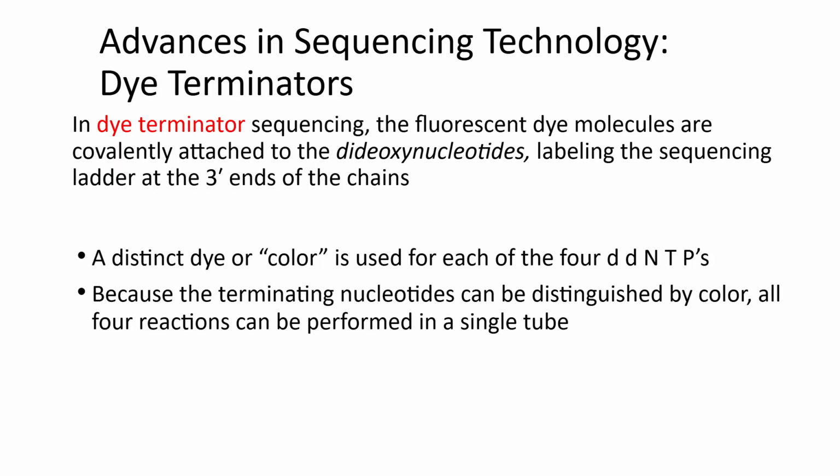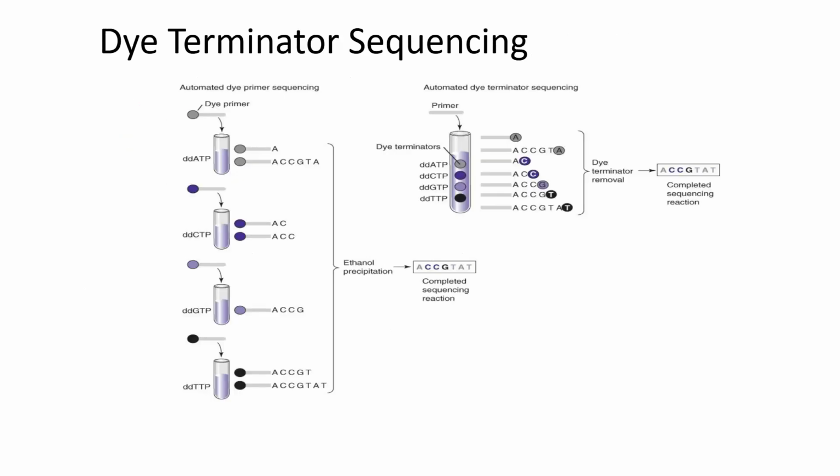In dye terminator sequencing, the fluorescent dye molecules are covalently attached to the dideoxy nucleotides, labeling the sequencing ladder at the 3' ends of the chains. A distinct dye or color is used for each of the 4 nucleotides, so a different color is used for A, T, C, and G. Because the terminating nucleotides can be distinguished by color, all 4 reactions can be performed in a single tube. So you don't have to use different tubes, because each one of those dideoxy nucleotides is a different color.